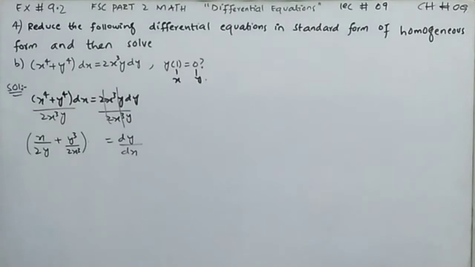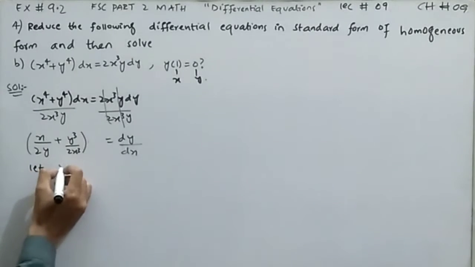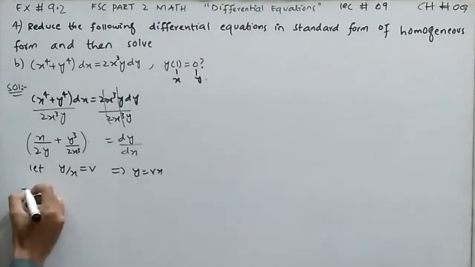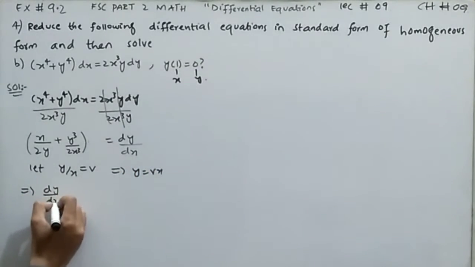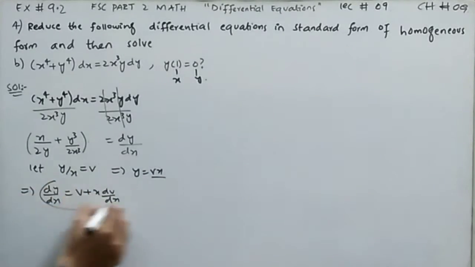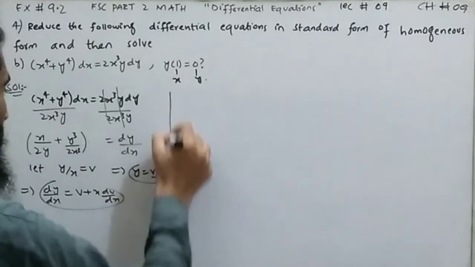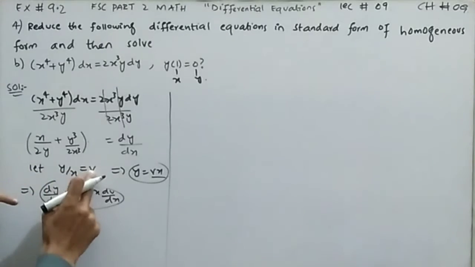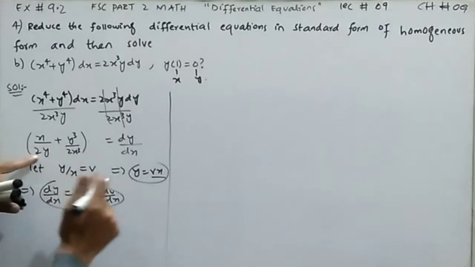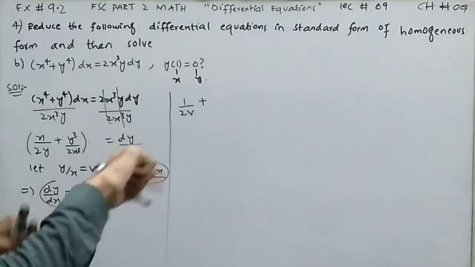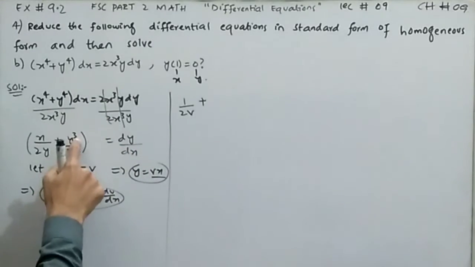Over here, let's suppose y by x is equal to v. So this implies y will be equal to vx. Taking the derivative, dy by dx will be, according to product rule, v plus x dv by dx. Putting this value over here, we have x by y, and over here we have y by x, so it will reciprocate, so x by y will be 1 over v. So put x by y as 1 over v, so it becomes 1 over 2v, and plus y by x, it can be written as y by x whole cube. So y by x is v, so it becomes v cube by 2.